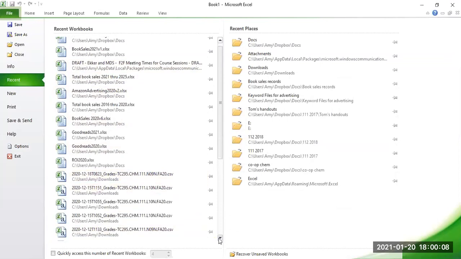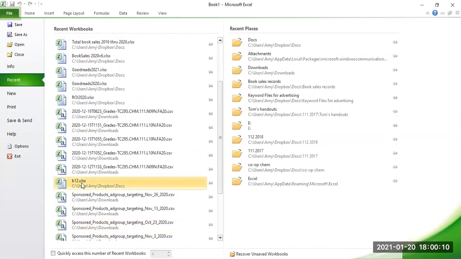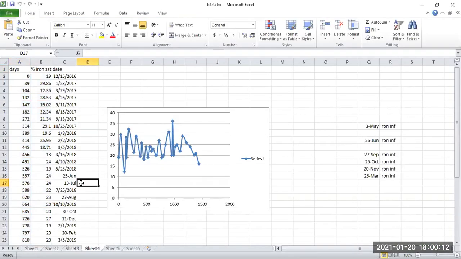As you can tell, I have an almighty ton of spreadsheets here. All right, so here is some real world data. This is actually my data, as in tracking my iron saturation, which I have a lot of problems with.